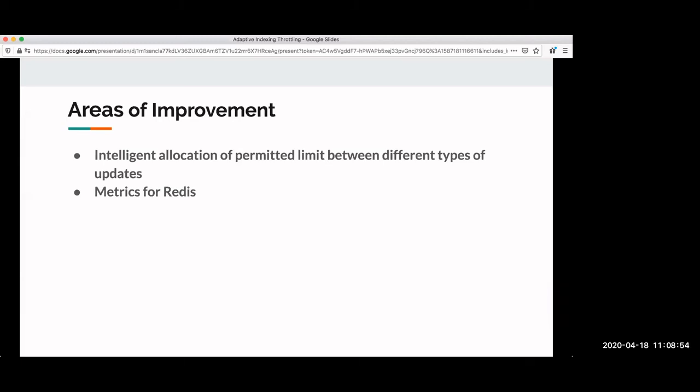So if you look at areas of improvement, we talked about how different kinds of updates have different SLAs. Discount updates need to be done ASAP. Inventory updates need to be done ASAP. But say probably coupons can wait for a while. Catalog surely can wait for a while. So different types of updates have different delays that they can handle. So they have different tolerance to delays.